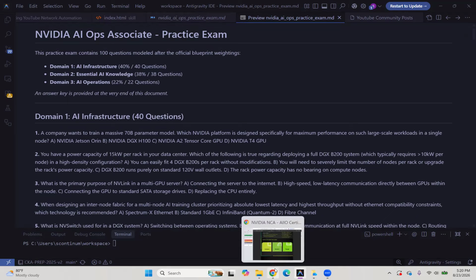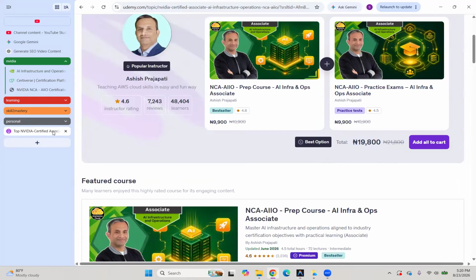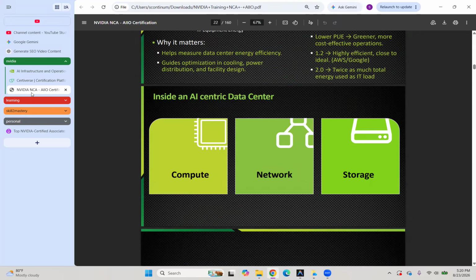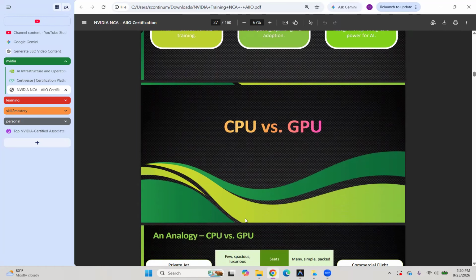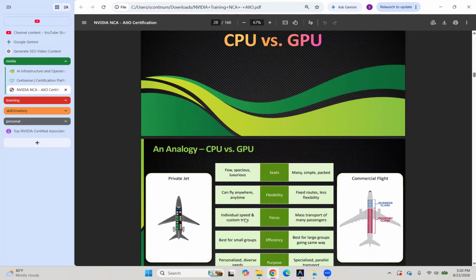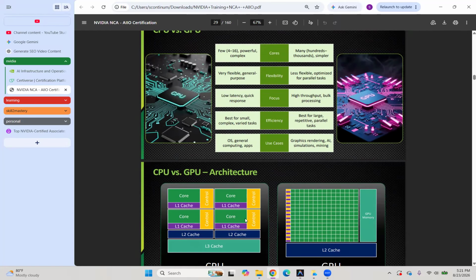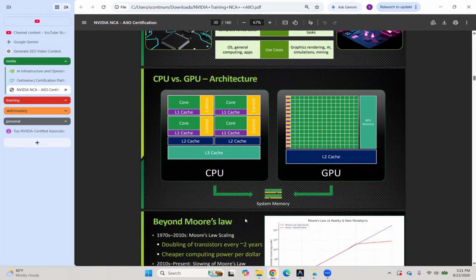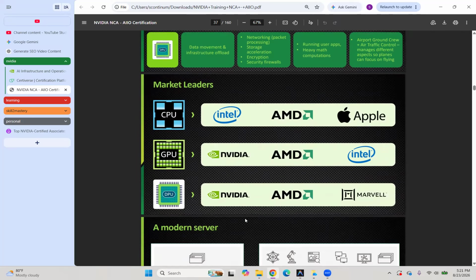Ash's course is very, very good. It's something I would really advise you to go through. And believe me, you'll be able to pass the exam. The exam is not really hard, it's easy. You can see the way I said that it gives an analogy between CPU and GPU. Things like that are what make the course very interesting for you and help you understand better. So it's something I would really, really recommend.